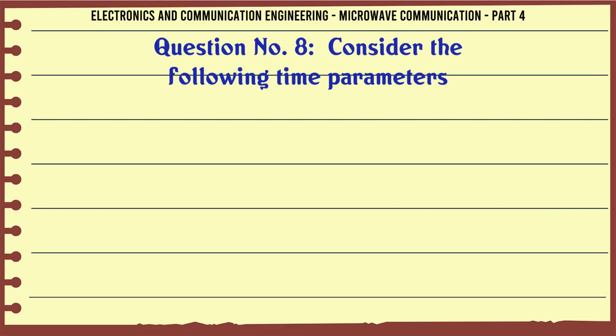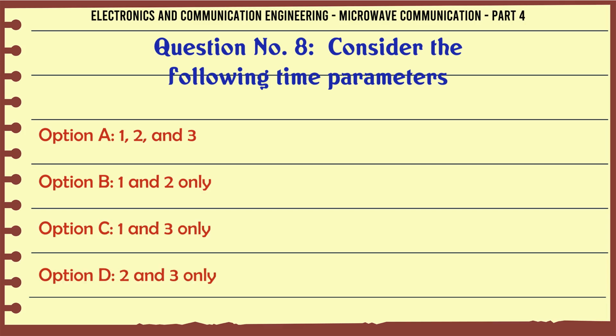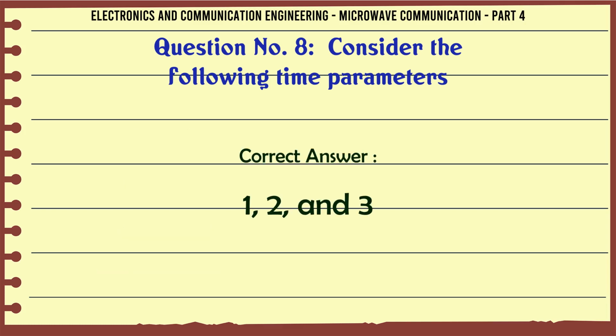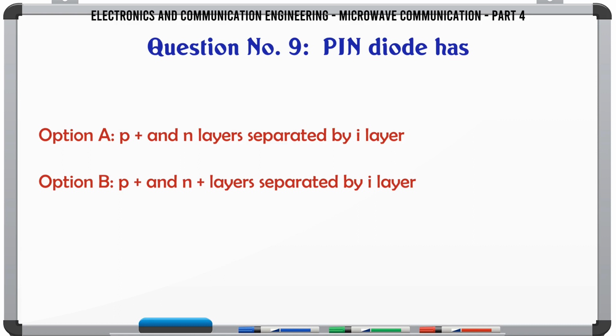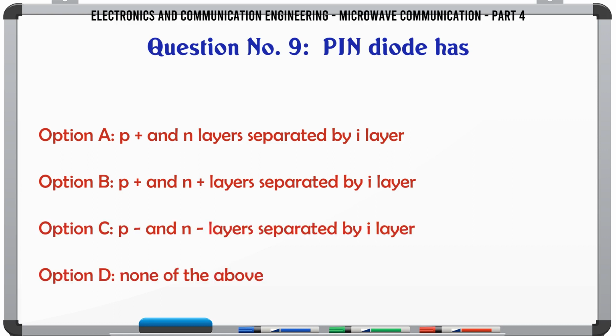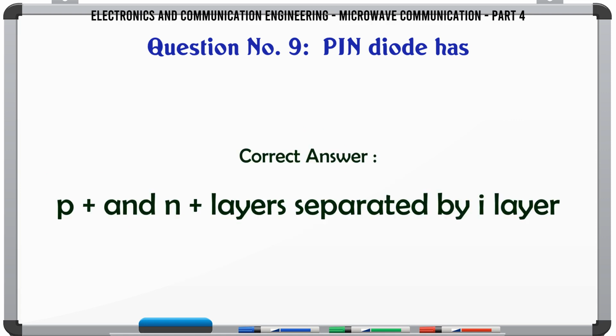Consider the following time parameters: A, 1, 2 and 3; B, 1 and 2 only; C, 1 and 3 only; D, 2 and 3 only. The correct answer is 1, 2 and 3. A PIN diode has: A, P and N layers separated by an I layer; B, P and N layers separated by an I layer; C, P and N layers separated by an I layer; D, none of the above. The correct answer is P and N layers separated by an I layer.